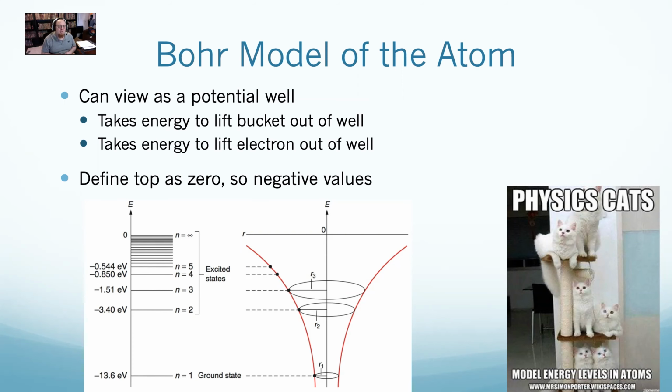And he said the ground state for hydrogen, the smallest amount of energy the electron can have, is negative 13.6 electron volts. Well, electron volts is just a unit of energy. It is the amount of energy one electron has when put through one volt of potential. And if you go to higher energy levels, the energy increases. And so it's going to be less negative because it's increasing.